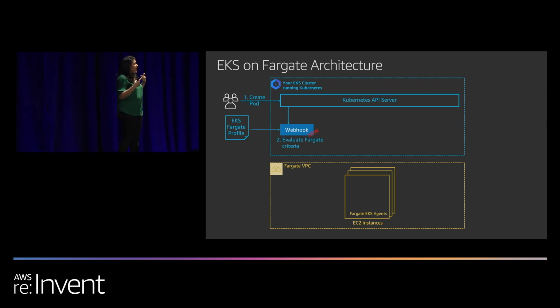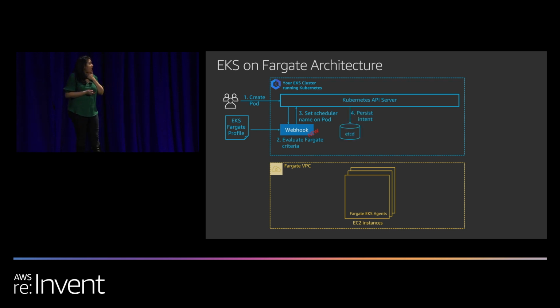And this matching logic is being carried out in a new webhook that we wrote and that we now install in your EKS clusters. And the webhook basically is automatically invoked by the Kubernetes framework every time a pod is created. And the outcome of this webhook is that we basically set the scheduler name on the pod to indicate our decision. And this mutated pod spec then gets persisted in etcd as normal.